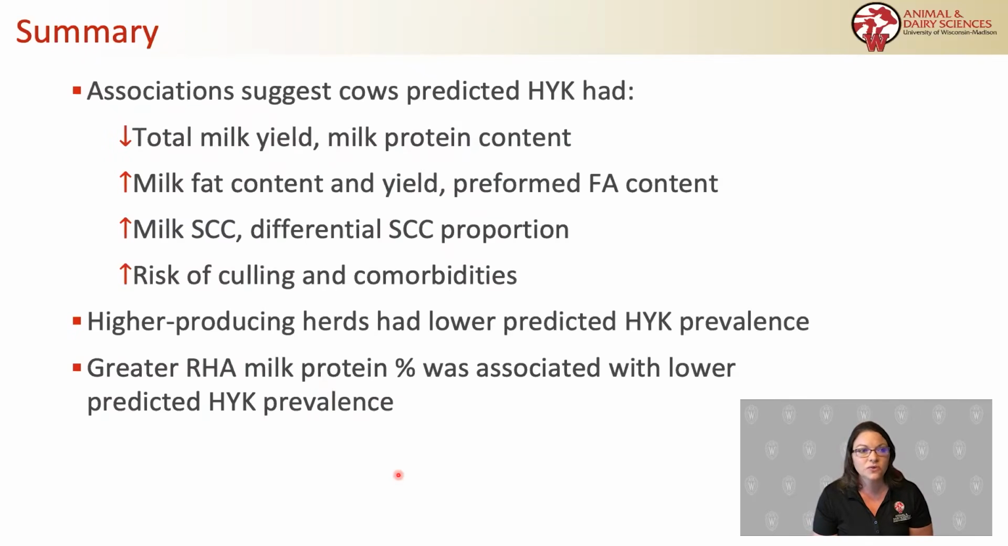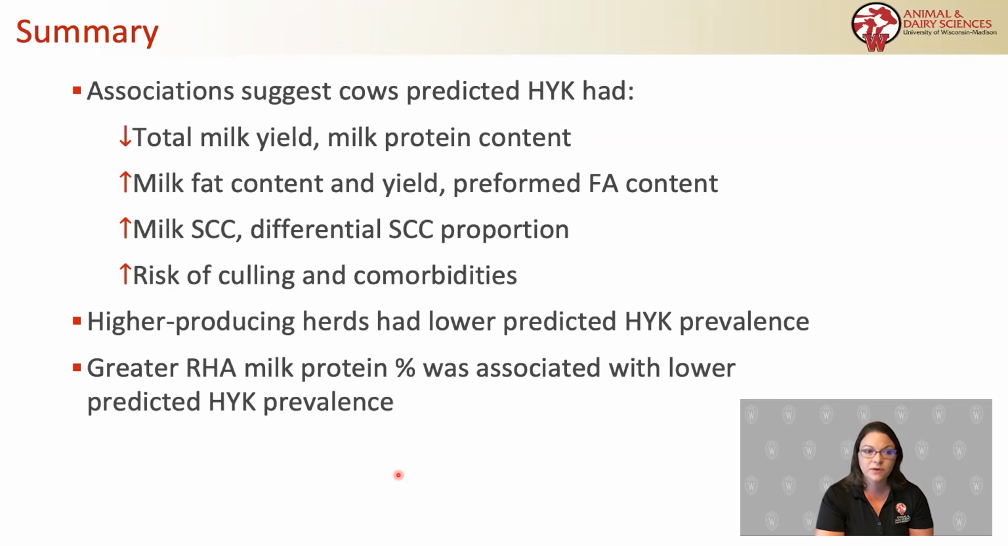All right, so to go through some of these and to tie it together, based on the associations from this study, it suggests that cows predicted to have hyperketonemia had decreased milk yield and milk protein content on an individual cow basis, that they had an increased milk fat content and yield, and an increased preformed fatty acid content. Again, that provides some new novel insight as we're able now to break apart the milk fat components or groups, preformed, de novo, or mixed. And as we're learning better how to use those on farm, I think that provides some valuable insight.